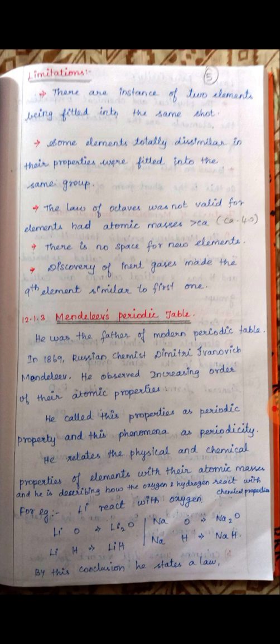The law of octaves was not valid for elements having atomic masses greater than calcium, whose atomic mass is 40. If the elements are greater than 40, this law was not valid. Next, there is no space for new elements; he didn't leave any space. The discovery of inert gases made the ninth element similar to the first one. Are you clear?